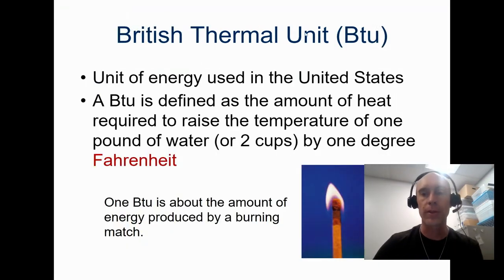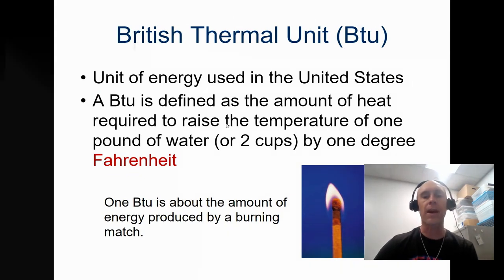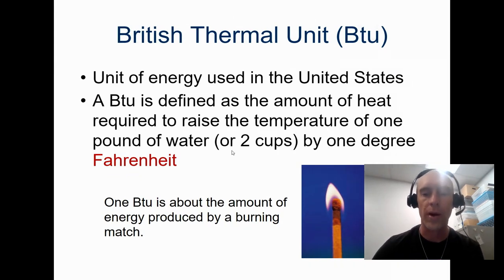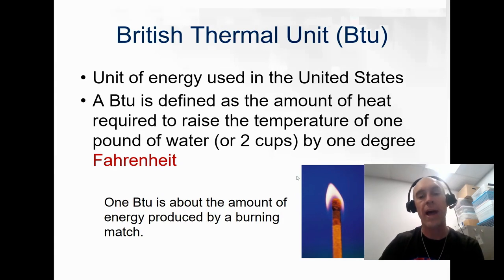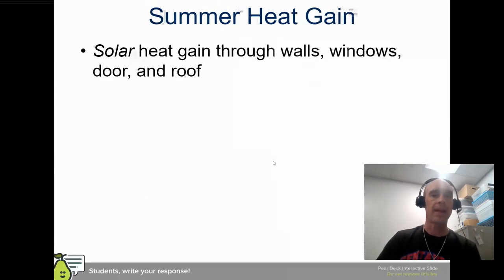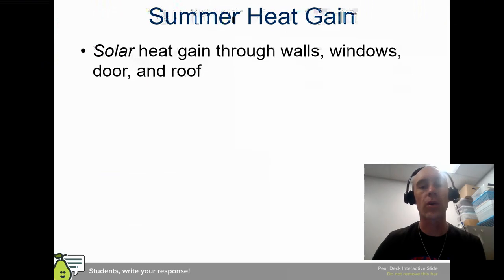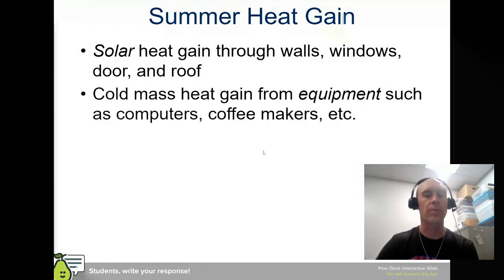A British thermal unit, or BTU, is the unit of energy used in the US. And here's your definition. We don't have to write this down, there's no pencil icon here. But it's the amount of heat required to raise the temperature of 1 pound of water by 1 degree. Kind of an insane type of measurement, but that's how we use BTUs. And we actually will buy furnaces and air conditioners that have thousands or tens of thousands of BTU capacity for heating or cooling. So in the summer, you have solar heat gain through walls, windows, doors, and roof.